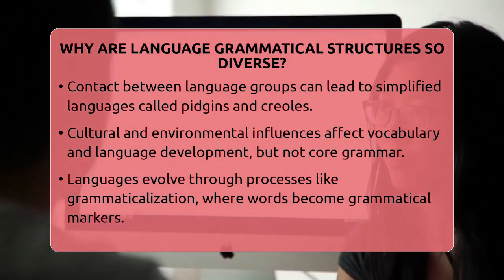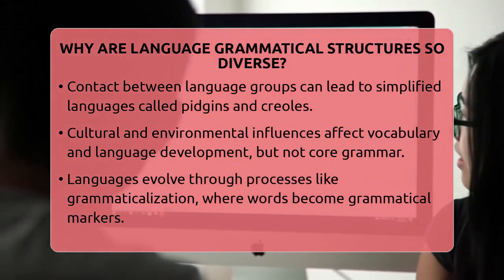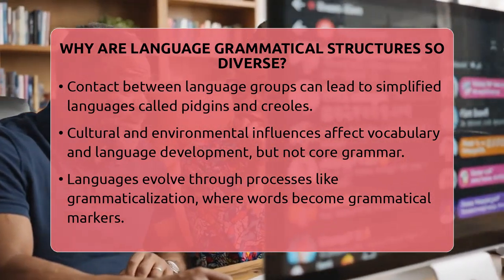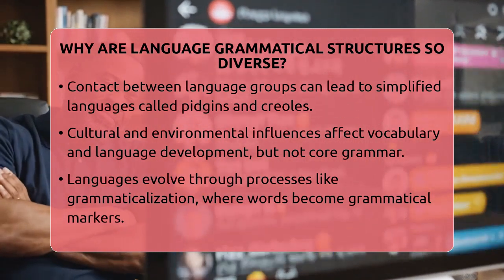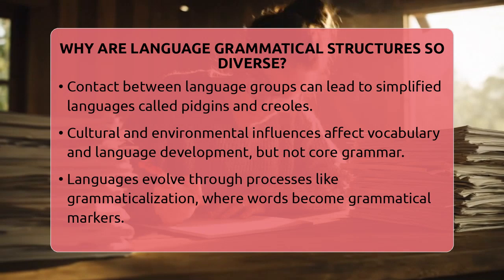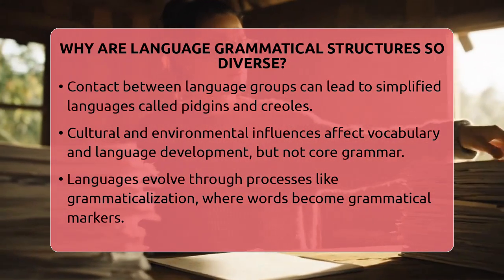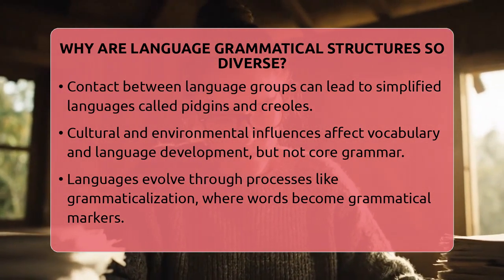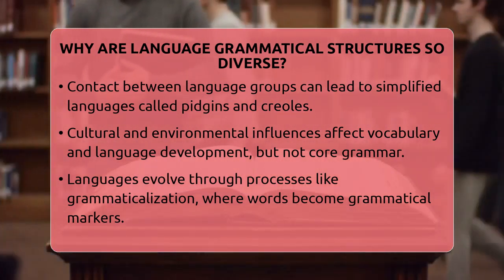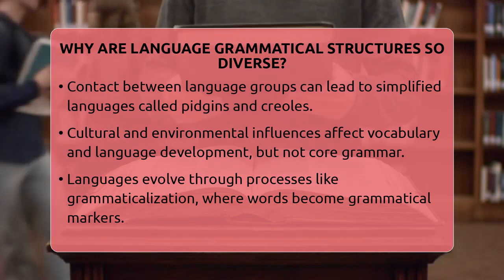When different language communities come into contact, they influence each other. Sometimes, they create simplified languages called pidgins to communicate quickly. If these pidgins grow and become stable, they turn into creoles, which often have their own grammatical rules that are simpler than older languages. This process adds to the variety of grammatical structures we see today.